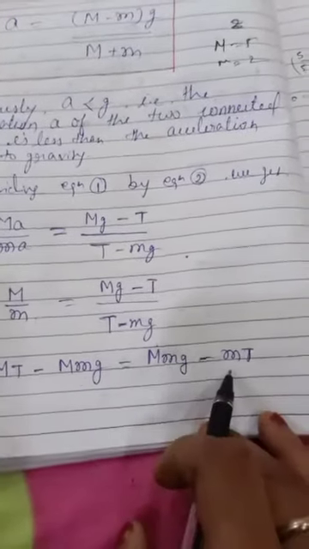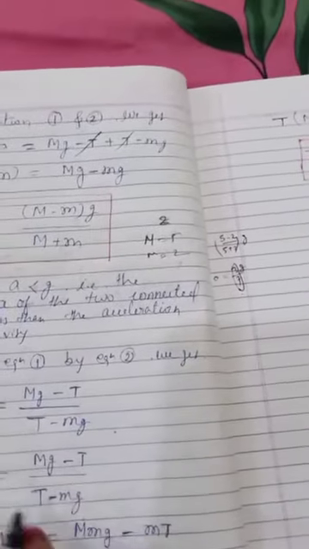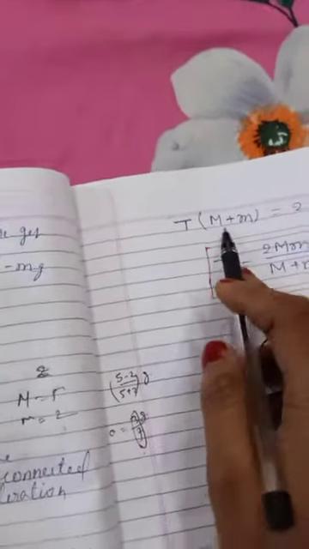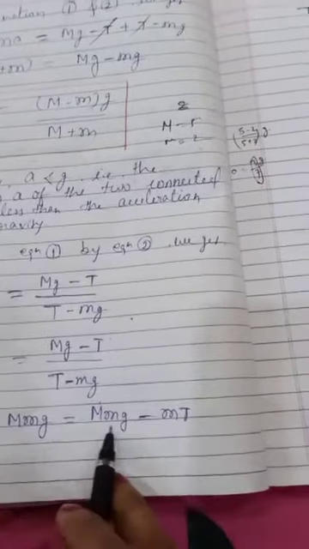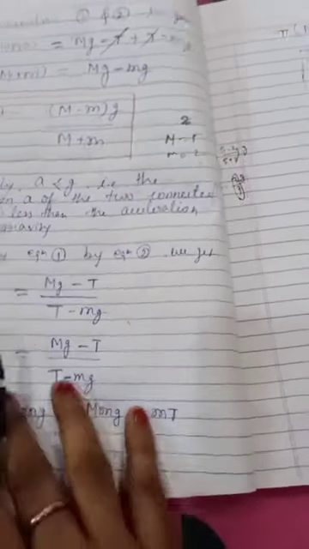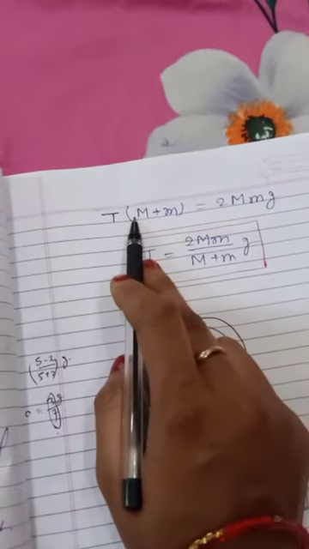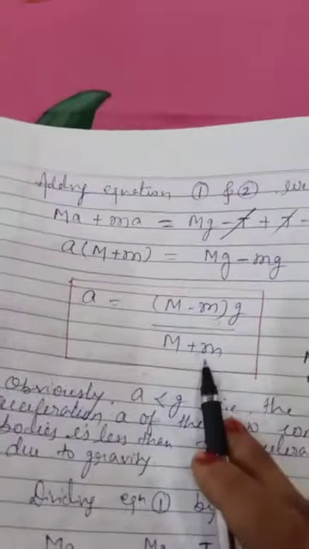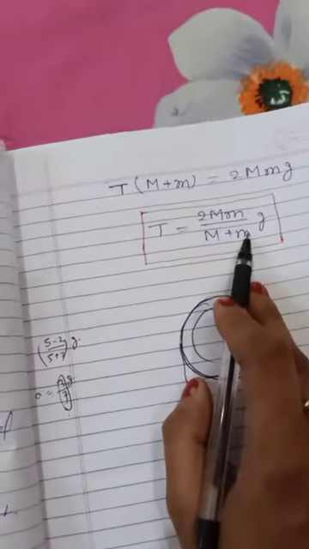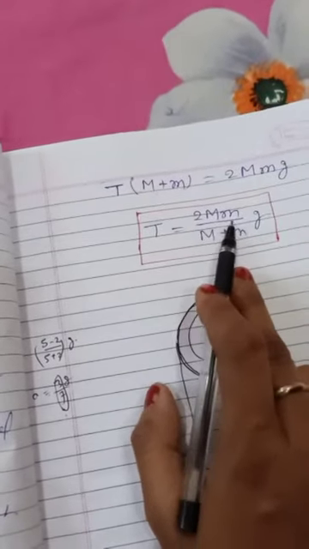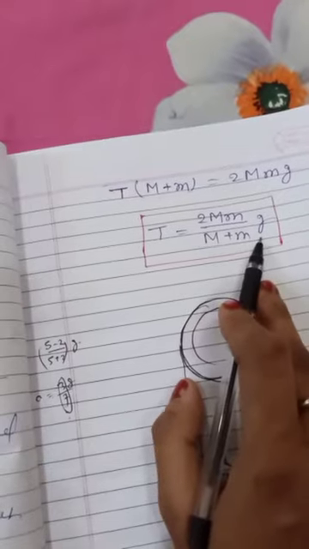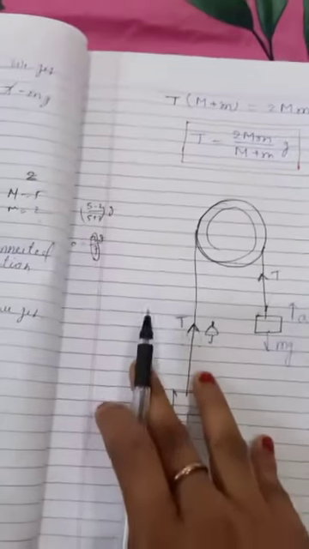कैपिटल एम टी, स्मॉल एम टी दोनों को एक साइड कर लेंगे, सो इट विल बी एम टी माइनस एम टी प्लस एम टी हो जाएगा. टी कॉमन आएगा, यहाँ पे क्या होगा, दोनों सेम क्वांटिटी है, प्लस होकर 2 कैपिटल एम स्मॉल एम जी मिलेगा. ठीक है, निकालना है आपको वैल्यू, बिकॉज वी हैव टू कैलकुलेट द एक्सेलरेशन एंड टेंशन. फाइनल एक्सप्रेशन फॉर टेंशन इज 2Mmg अपॉन M प्लस m. दिस इज द फाइनल एक्सप्रेशन फॉर टेंशन.